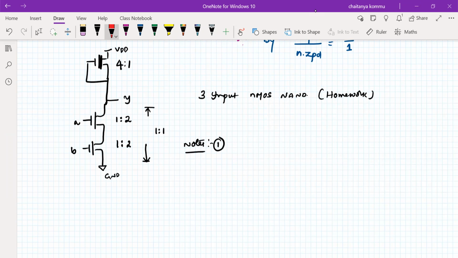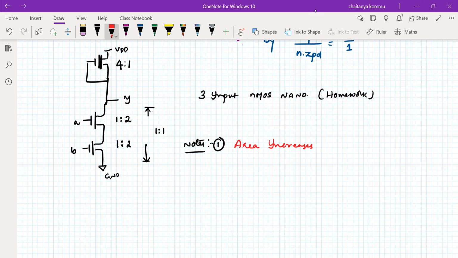That means the area of the network increases. Why does the area increase? Because of the series connection. So I can simply write one point: area increases. How can you say that the area increases? As the number of transistors connected in series increases, the length of the transistors will increase. That means the size of the series connected devices will increase.